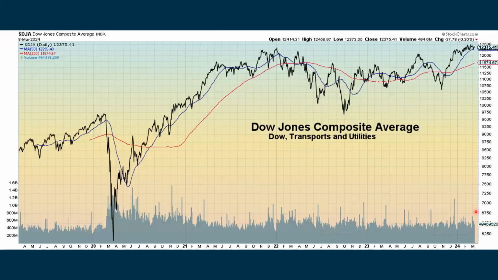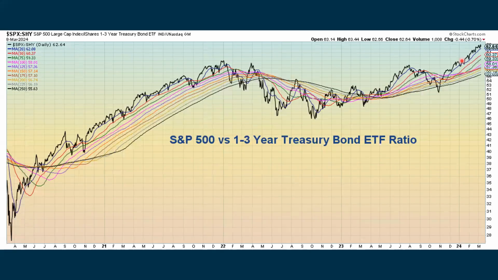This is the Dow Jones Composite Average, which takes the Dow, the transports, and the utilities and puts them together. This is in an uptrend, but pretty much all of the strength is coming from the Dow. The transports are really underperforming, that I'll show you later, and the utilities are in a downtrend as well. So the upward move that we're seeing is really coming just from the Dow itself.